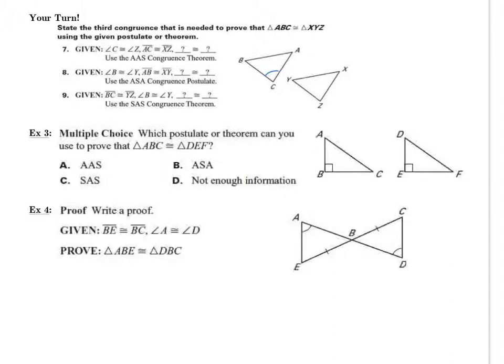So angle C and angle Z, AC and XZ are congruent, and they want angle, angle, side. So I have to start with an angle and end with the side. So I'm going to go in this direction now because I have a side and an angle, and I need angle, angle, side. So I'm working backwards to get this angle, but I go this way to say it: angle, angle, side. So angle B is congruent to angle Y.